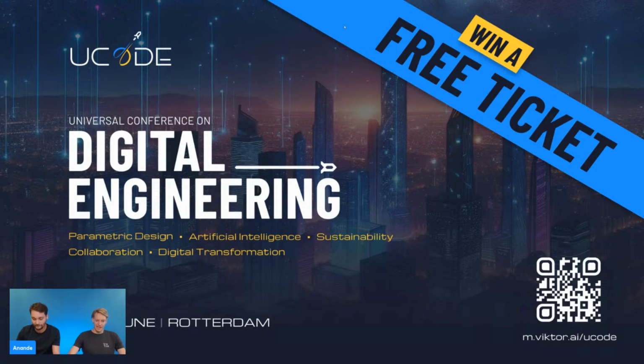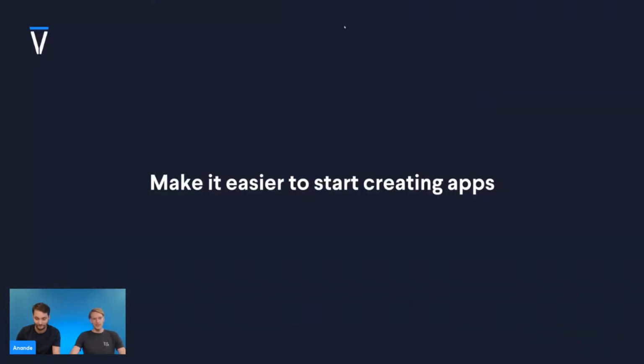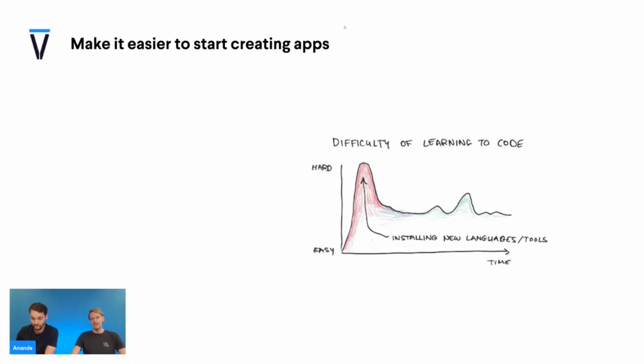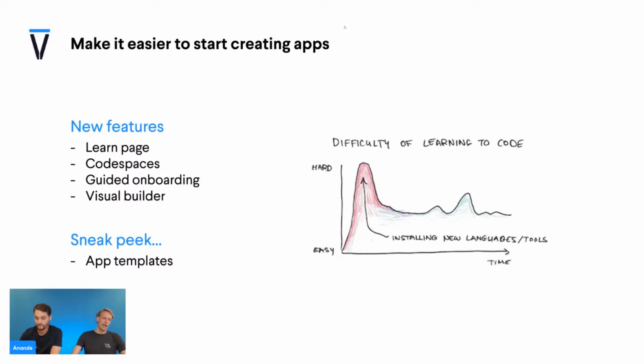Okay, great. So next topic: make it easier to start creating apps. What we have done here is connected also to the levels of automation. What we really want to provide with our platform is this learning journey: how you can get from simple out-of-the-box apps towards extensive apps. What we have noticed is that in the beginning, it can be quite hard to learn something new. The same holds for VIKTOR: maybe you don't have any experience with Python, and you have to install Python, those kinds of things. This is something that we have been addressing, making it really easier to start. We have done this by several features, which I will now show.